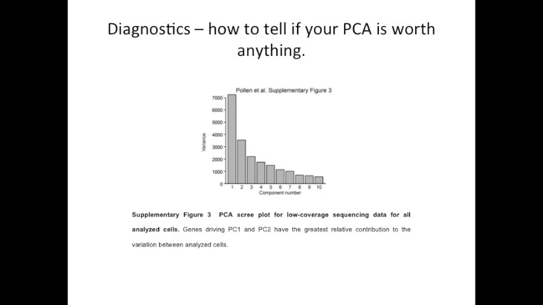Yes, there's a couple diagnostics you can do if you're drawing your own PCA plot. These are ways you can tell if your PCA is actually worth anything. One diagnostic plot is called a Scree plot, where you plot how much variation each principal component can account for. What you want to see in this diagnostic plot is that most of the variation is accounted for by the first two principal components.